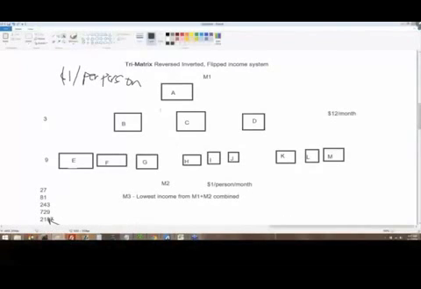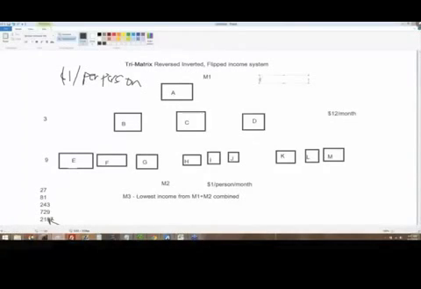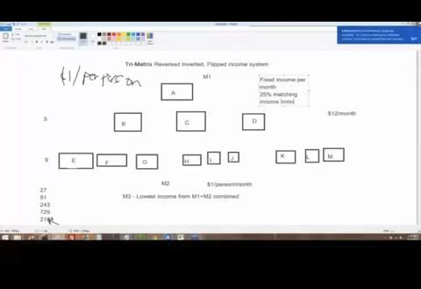Now, the obvious question becomes, what does A then get for referring B? Here's what A gets for referring B. A gets a fixed income per month, just like in DSD. When you refer somebody in DSD, you get a fixed income per month for having referred them. So fixed income per month is the first thing that A is going to get on B. And then also, A will also receive 25% matching income bonus. So whatever B makes, A is going to get a 25% matching bonus.